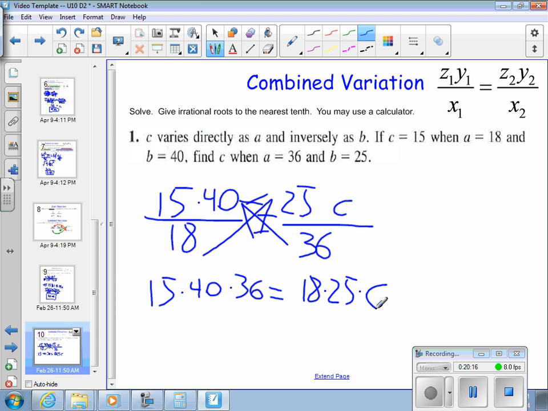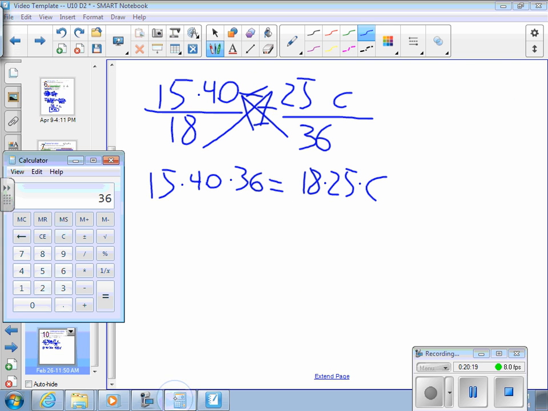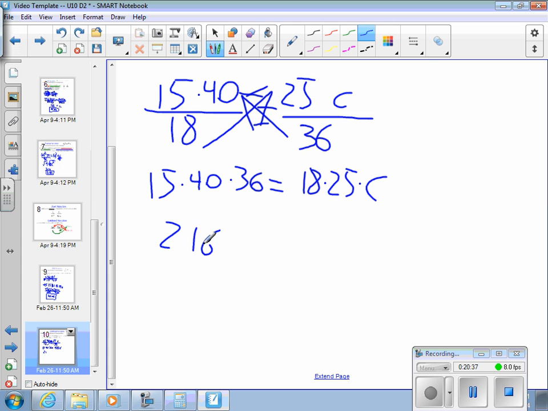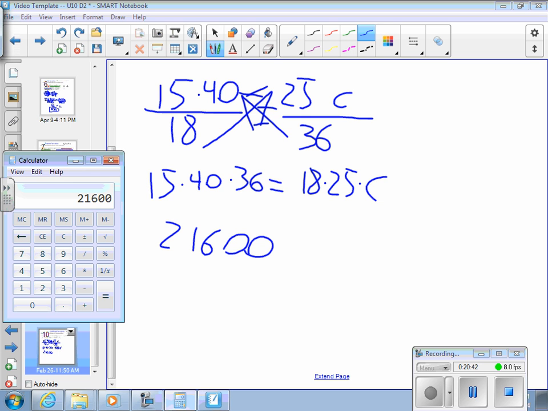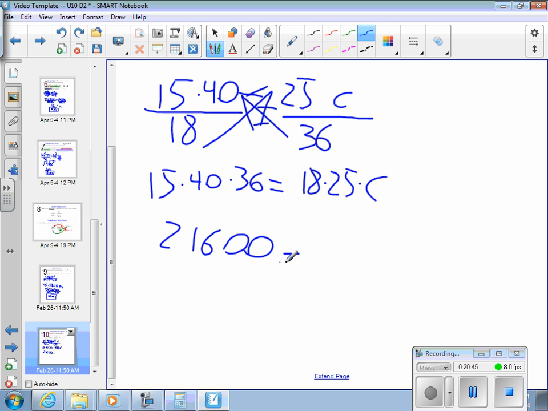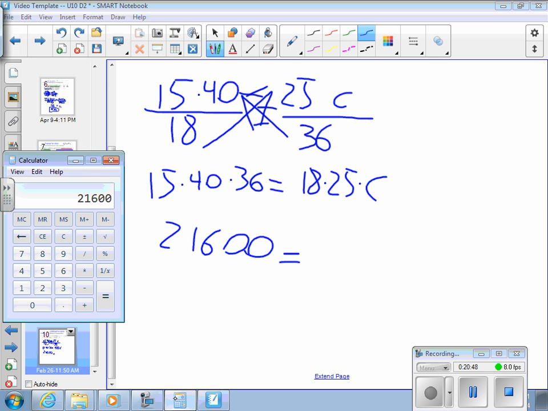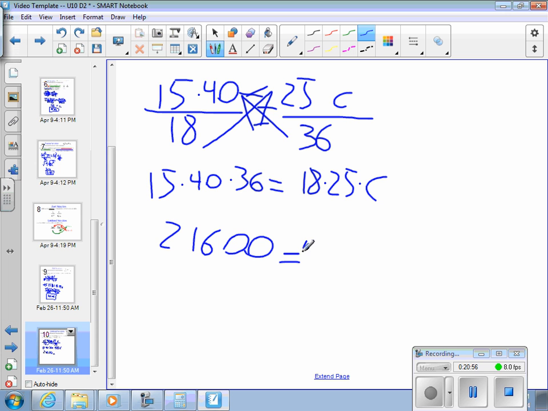So let's go ahead and extend the page first, and then pull out the calculator. So 15 times 40 times 36 equals 21600, I believe that was. Let me double check. 21600, yes. And then that equals 18 times 25, 450C.